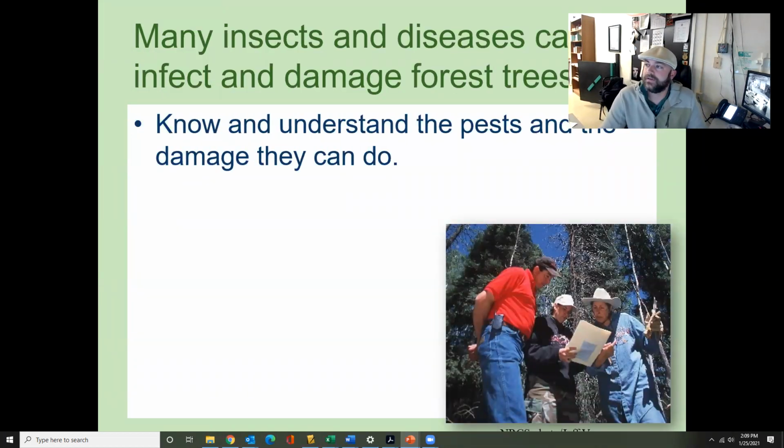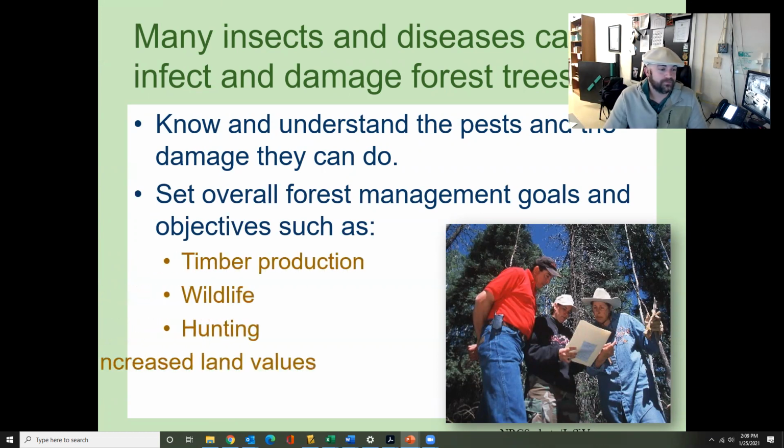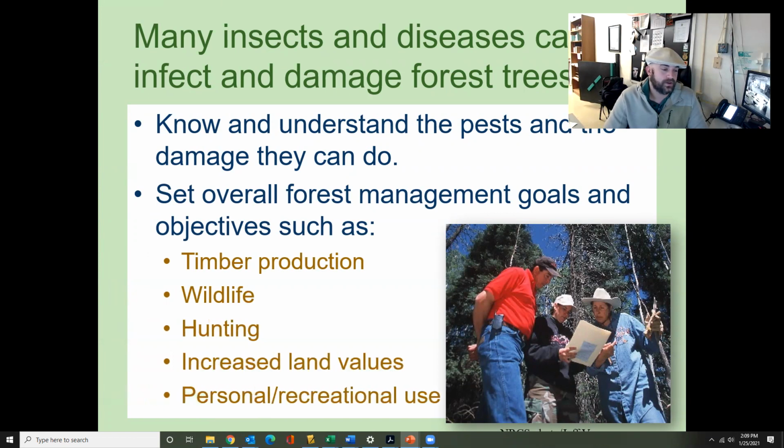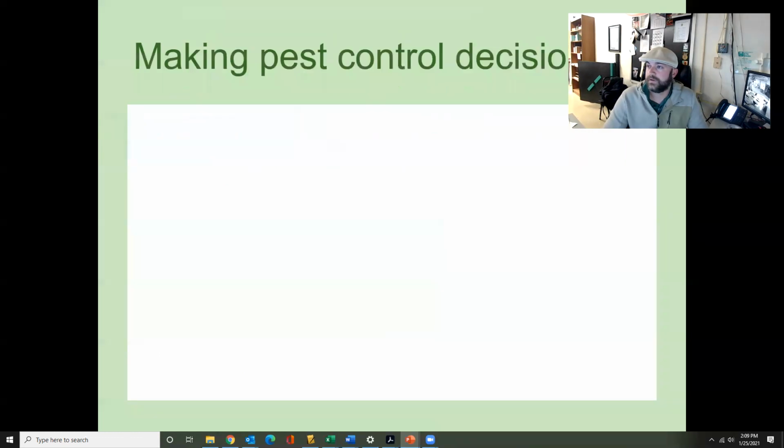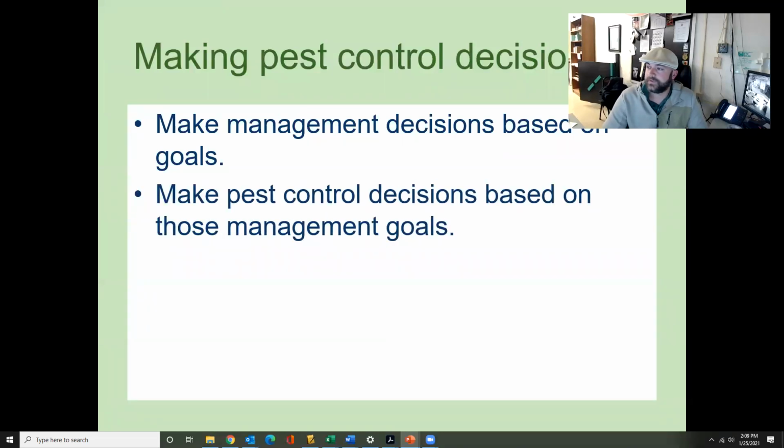So many kinds of diseases can infect and damage forest trees. Know and understand the pests and the damage they can do. Set overall forest management goals and objectives, such as timber production, wildlife, hunting, increased land values, and personal recreational use. Making pest control decisions: make management decisions based on those goals.